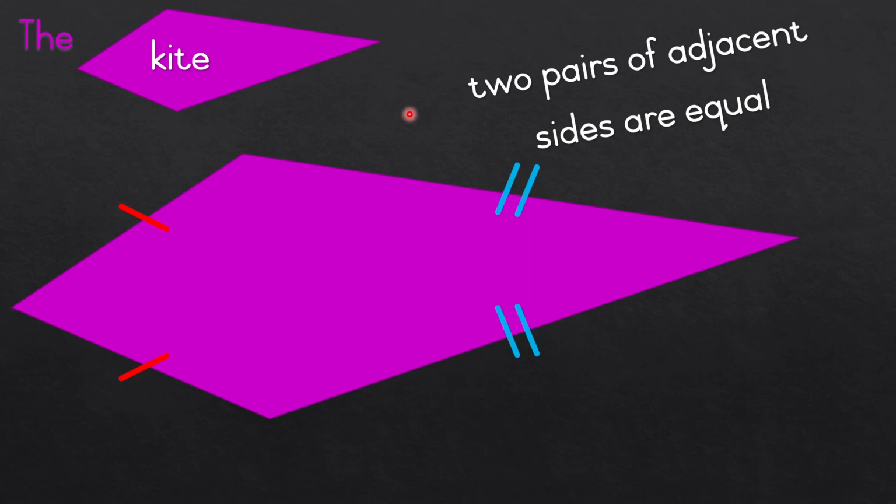Okay, so in this case this side is not equal to that side. Okay, even though they are adjacent, it doesn't mean they have to be equal. The adjacent sides will be the sharp corners. Okay, so there you've got two sets of adjacent sides are equal.